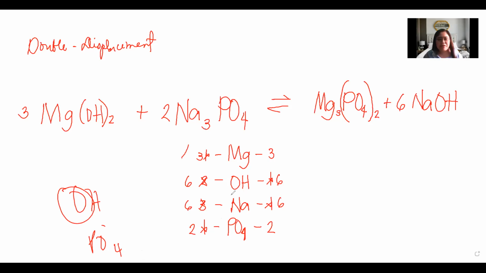So all in all, we have 3 molecules of magnesium hydroxide reacting with 2 molecules of sodium phosphate. And after the reaction, the products will be 1 molecule of magnesium phosphate plus 6 molecules of sodium hydroxide.